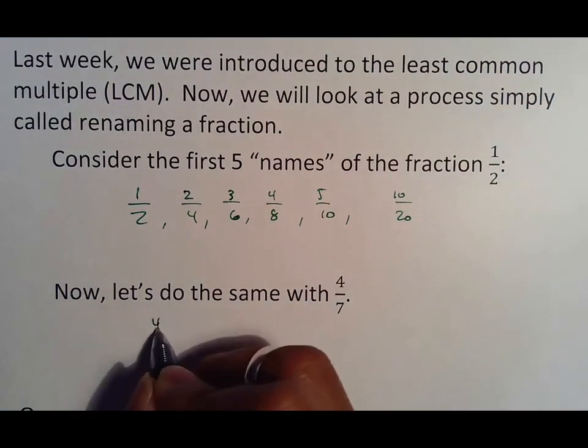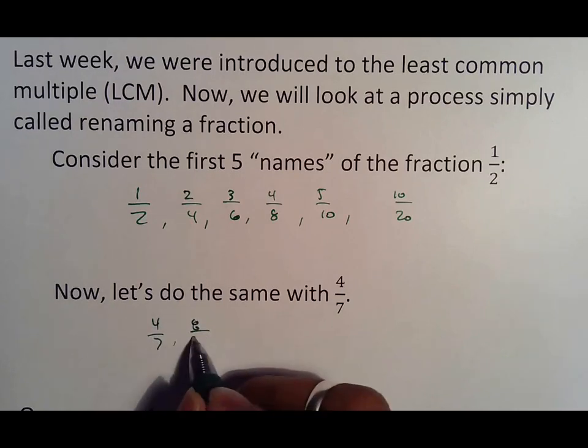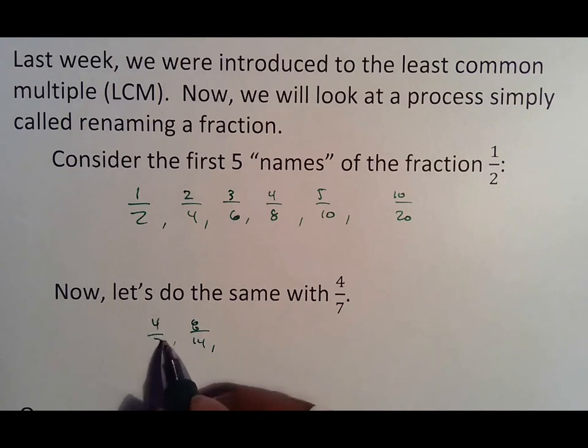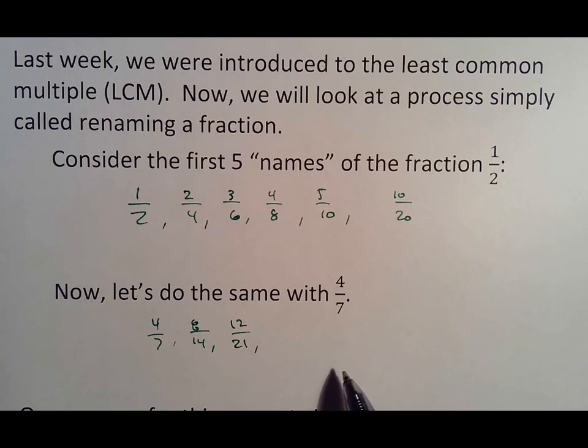Same thing with 4/7. 4 over 7. I can multiply them both by 2 to get 8 over 14. I can multiply these both by 3 to get 12 over 21. And again, if you need to pause it and type it into your calculator, that's fine, or you could just trust me on that, however you want to do it.